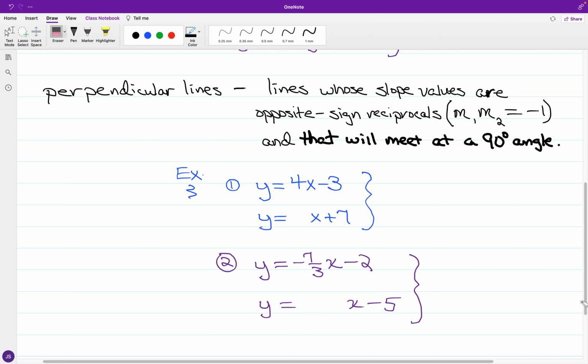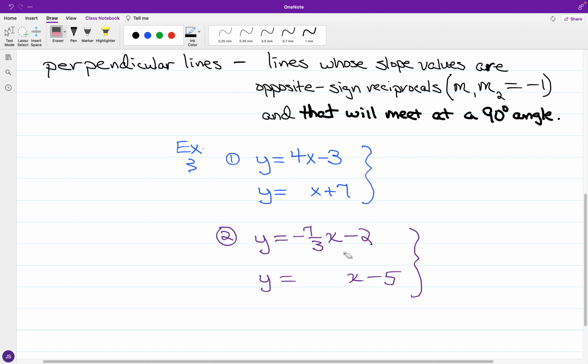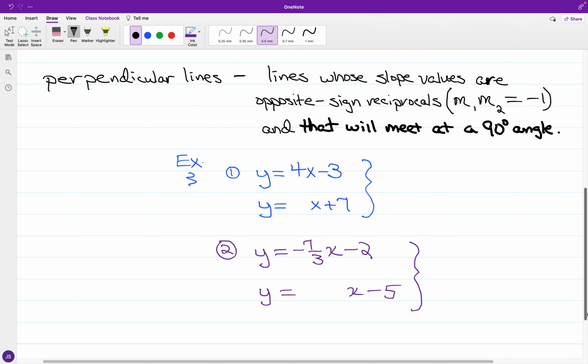Okay, so in these two examples, just once again, example 1 had the first line y is equal to 4x minus 3, and the second had the first line at y is equal to negative 7/3 of x minus 2. Again, with the first line, the slope was 4. But now for the second line, I want the slope to be an opposite sign reciprocal.